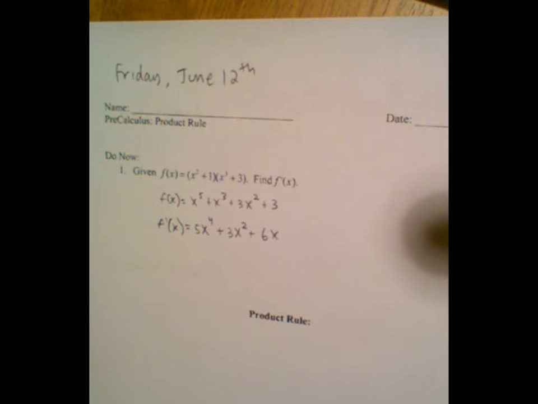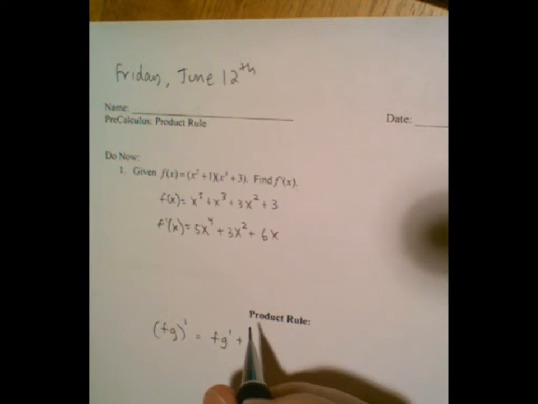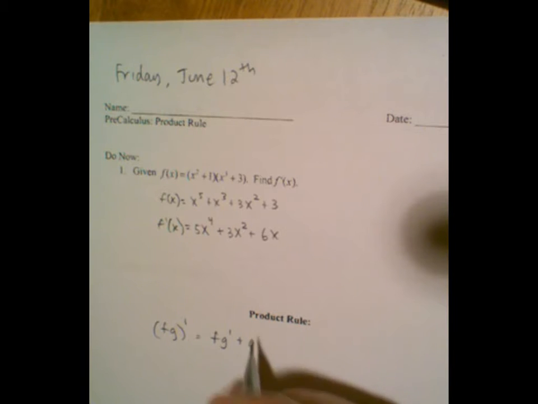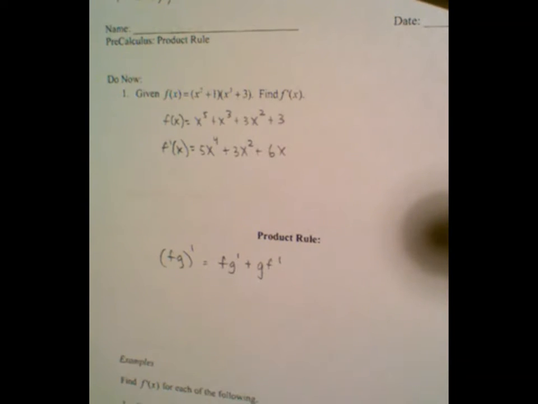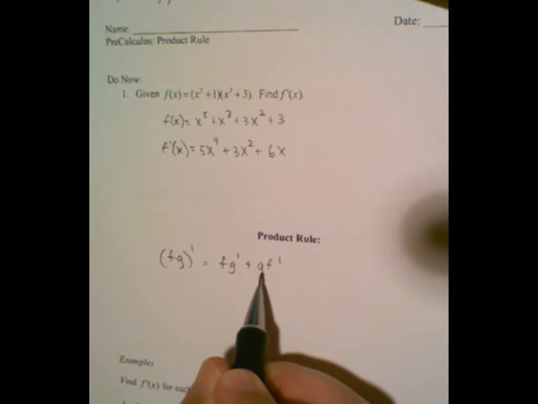So the derivative is 5x to the fourth plus 3x squared plus 6x. So now, the product rule, if we didn't want to do it this way and we just wanted to not have to multiply it all out, because sometimes it could be a lot of multiplying out and a lot of algebra, we could just use a shortcut, okay? So if we want the derivative of f times g, we could do f times the derivative of g plus g times the derivative of f. The first times the derivative of the second plus the second times the derivative of the first, okay? So in words, it would be the first times the derivative of the second plus the second times the derivative of the first.